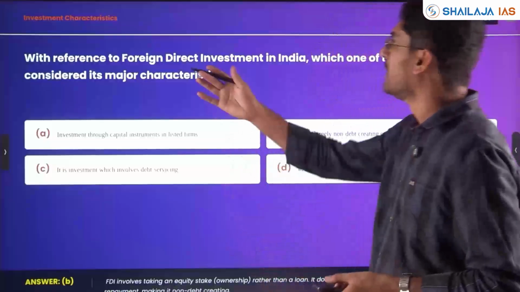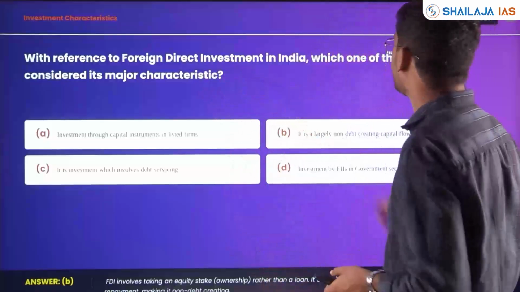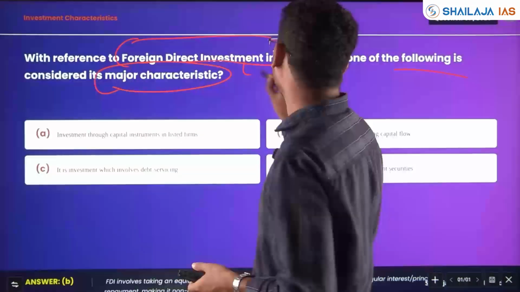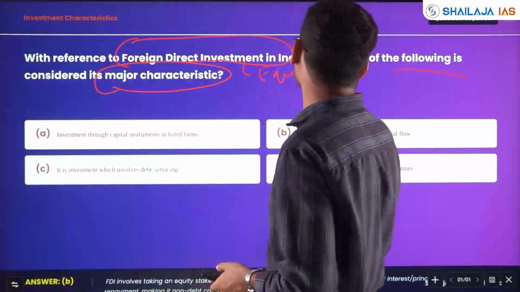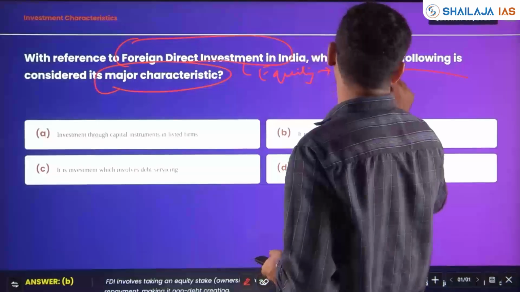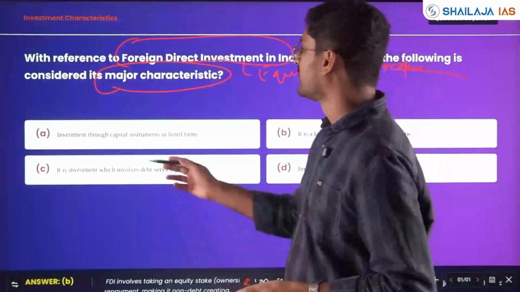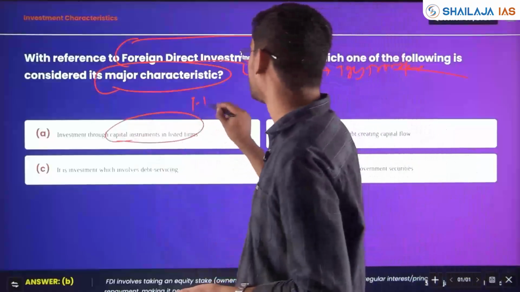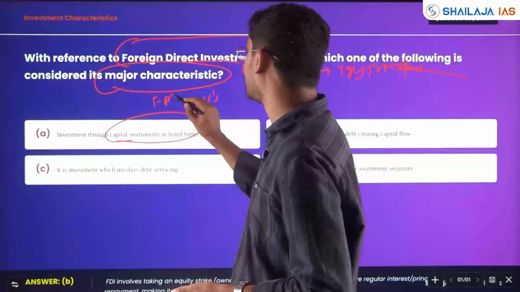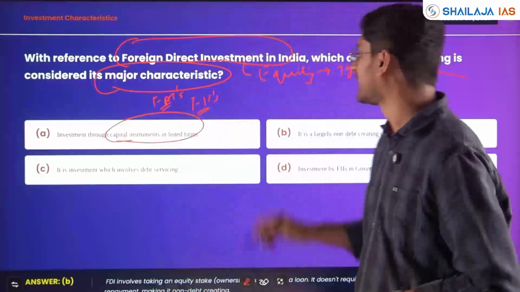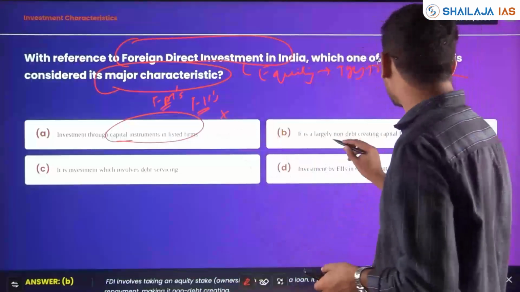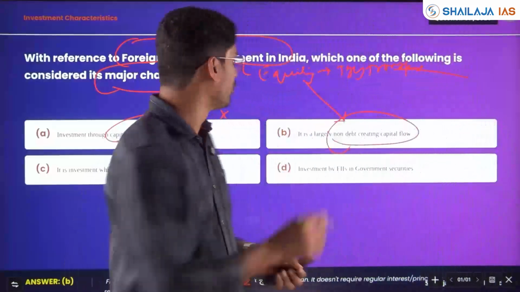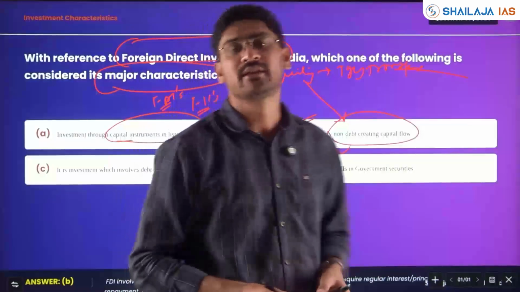Next, investment characteristics. With reference to FDI, foreign direct investment, which of the following is considered a major characteristic? What is FDI? Normally it's equity in companies, with technology transfer also. Investment through capital instruments in listed firms can be FDI, or FIIs, or FPIs, foreign portfolio investments, so not necessarily FDI. It's a largely non-debt creating capital flow. Yes, it's an equity flow and it is not creating any debt. They're not giving loans; they're investing here with technology and company shares.